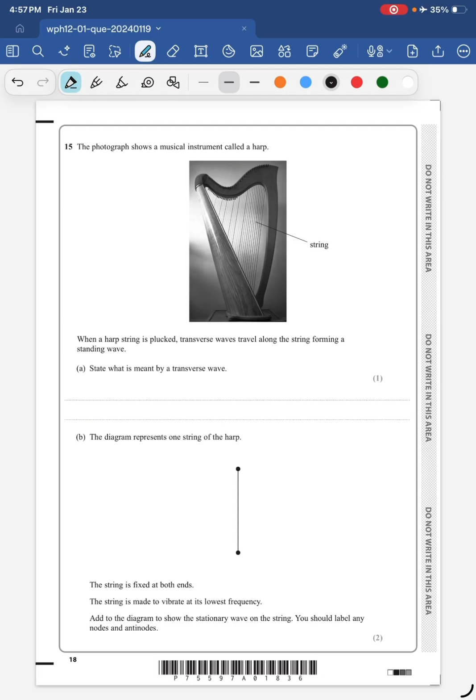All right, so when a harp string is plucked, transverse waves travel along the string, forming a standing wave. State what is meant by a transverse wave. So transverse means that the oscillations are perpendicular to the direction of wave travel.